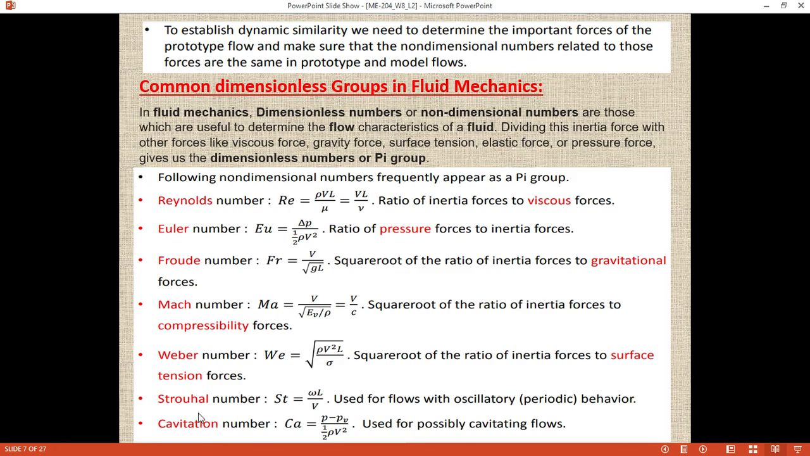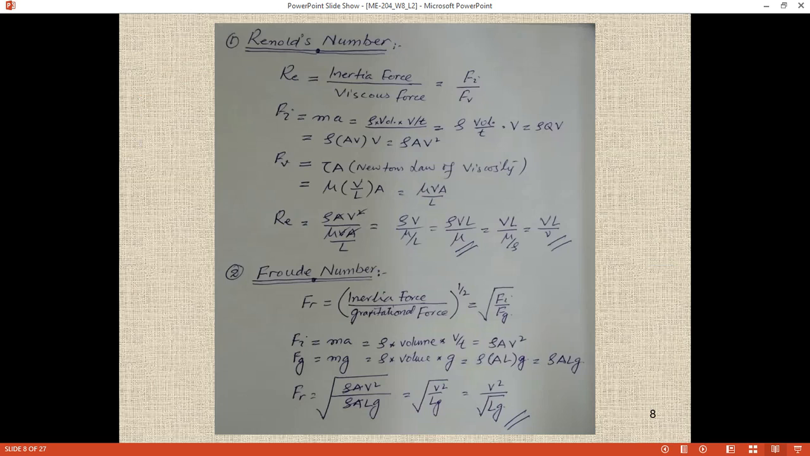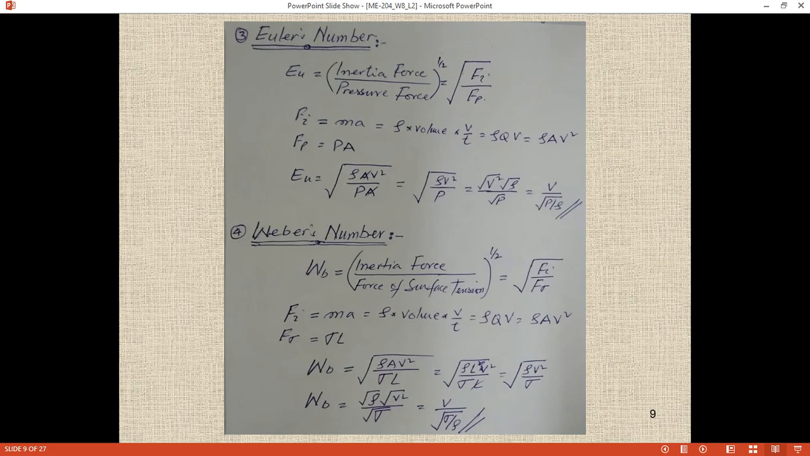Let's see another important number, that is basically the Euler number. The Euler number is the ratio of the pressure force to the inertia force. So let's see here.